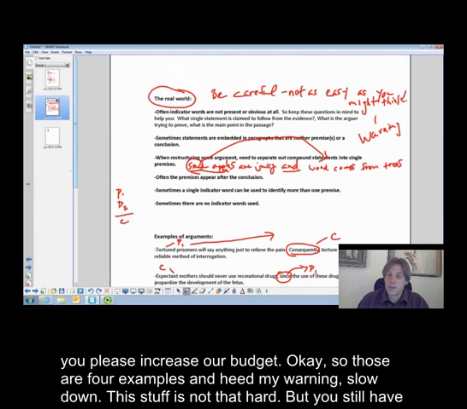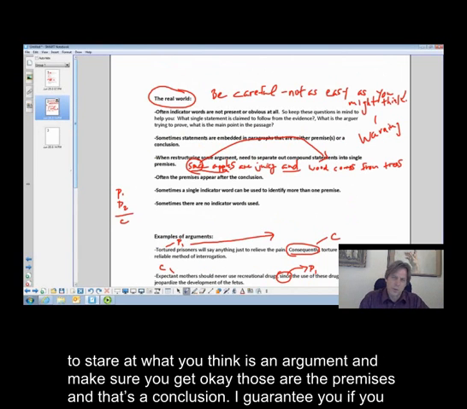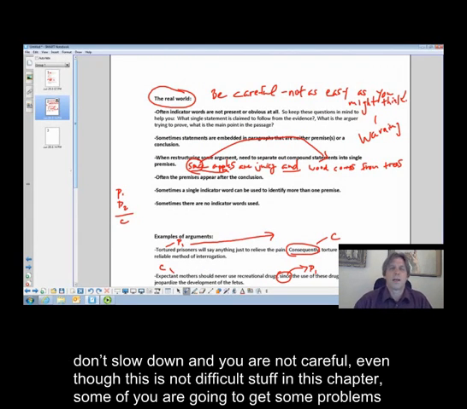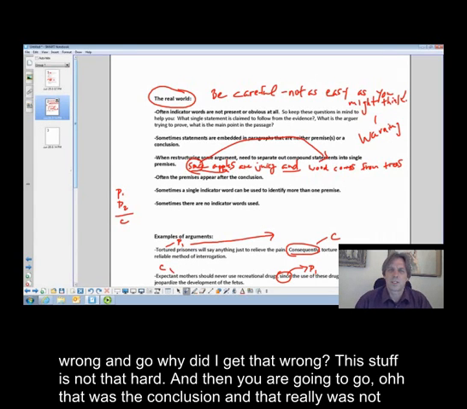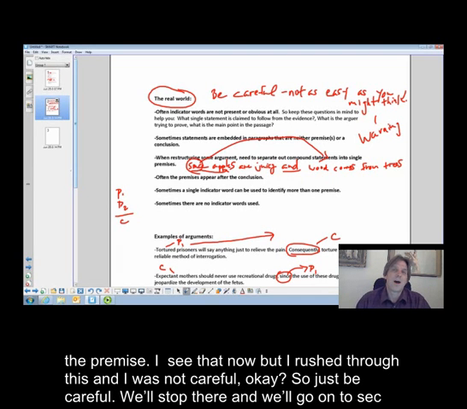This stuff is not that hard, but you still have to stare at what you think is an argument and make sure you get, okay, those are the premises, and that's the conclusion. I guarantee you, if you don't slow down and you're not careful, even though this is not difficult stuff in this chapter, some of you are going to get some problems wrong and go, why did I get that wrong? This stuff was not that hard. And then you're going to go, oh, that was the conclusion, and that really was not the premise. I see that now, but I rushed through this and I was not careful. Okay? So just be careful. We'll stop there and we'll go on to section 1, 2.